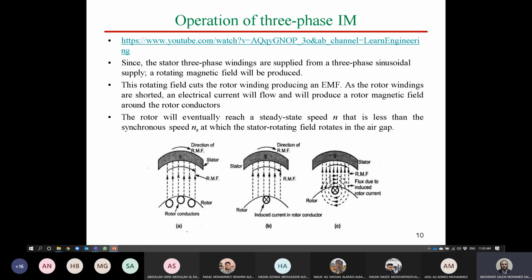As you can see, flux is moving from down to up, from N to S, and it will cut the rotor windings. Firstly, the windings on the rotor are short circuit. So when you have a field cutting short circuit windings, it will generate EMF, and this EMF will produce current. Why will the current move? Because it's short circuit. If you have a closed circuit, it's expected that if you have EMF, a current will flow.